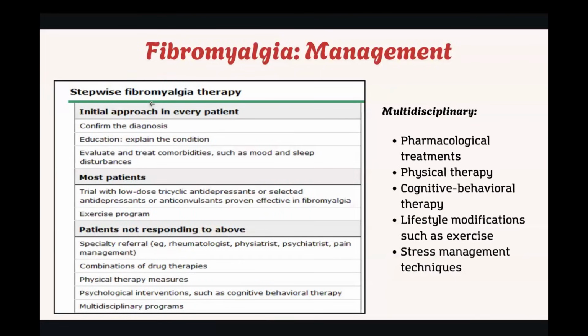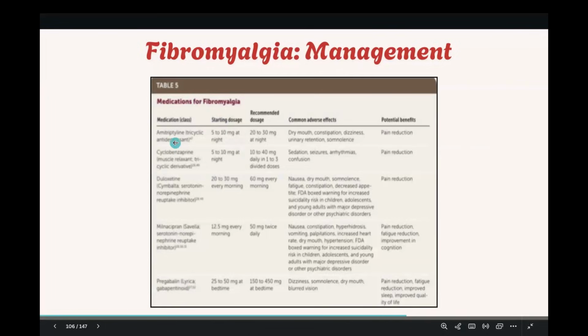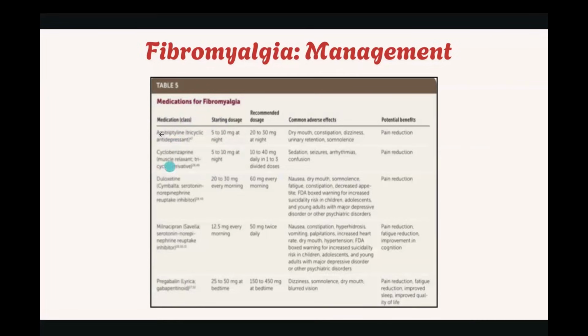For therapy, initially you confirm the diagnosis and you educate the patient that there is nothing specific to treat. However, we'll try to improve symptoms. And how we do that, we usually give low dose tricyclic antidepressants for patients with fibromyalgia. And of course, if patients do not respond, we give them other multidisciplinary treatments. So first we go with the pharmacological treatments, and then we go for physical therapy, cognitive behavioral therapy, depending on the severity of those patients. These are the medications for fibromyalgia. Most importantly, you need to understand amitriptyline or the tricyclic antidepressants.